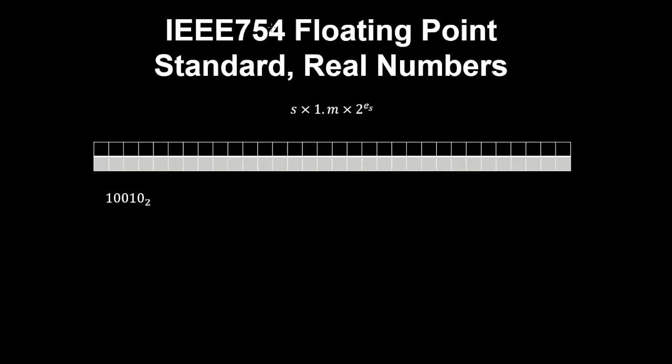The IEEE754 floating point standard is used to represent real numbers in computer memory. So the first bit is the sign, being 0 for positive and 1 for a negative number. Then you have 1 point, the mantissa. So to the right of the decimal point, you have the last 23 bits representing the mantissa.